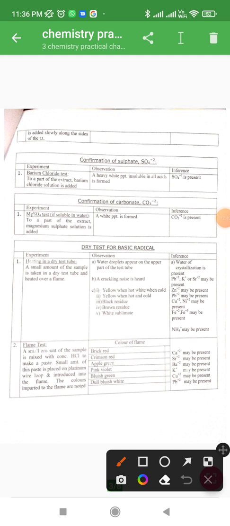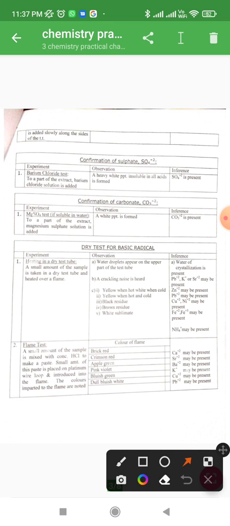Then the third test: not yellow when hot, white when cold. So here you have to write zinc may be absent. Then under C part 2, not yellow when hot and cold. So you have to write lead may be absent. Then you have to write no black residue, copper or nickel may be absent. No brown residue, ferrous or ferric may be absent. And no white sublimate, ammonium may be absent.